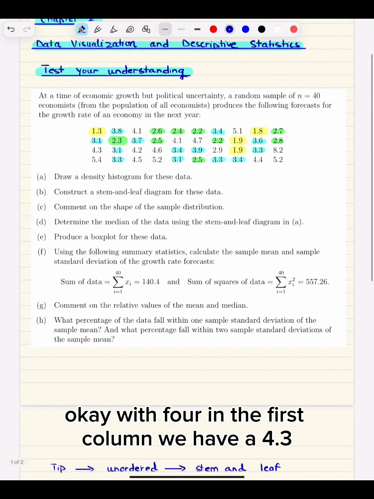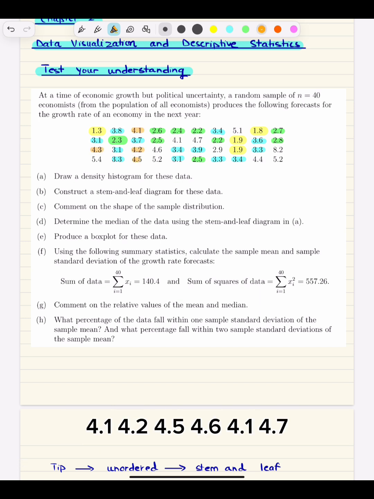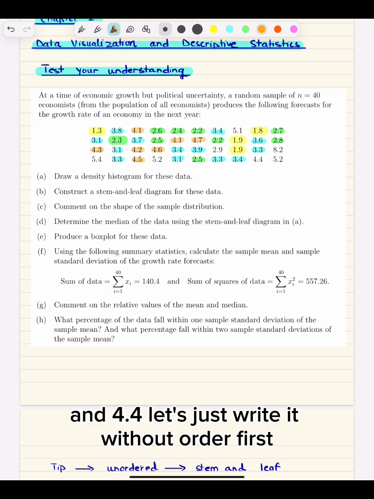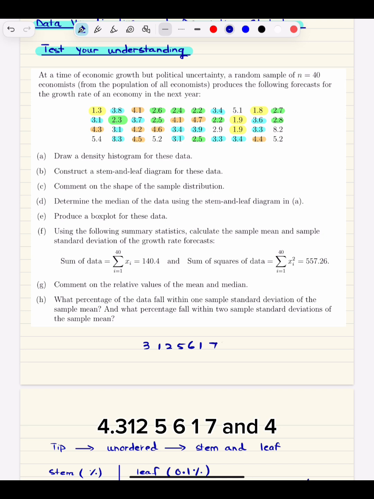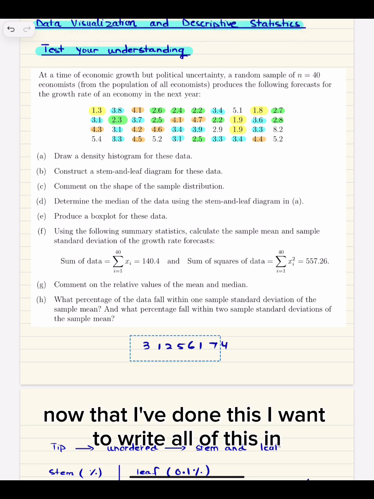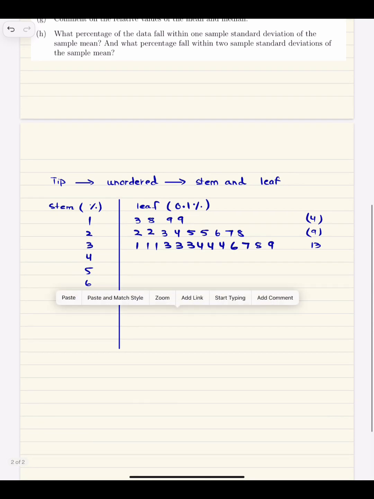Okay, what with 4, 5, 6, 7, 8? Okay, with 4 in the first column, we have a 4.3, 4.1, 4.2, 4.5, 4.6, 4.1, 4.7, and 4.4. Let's just write it without order first. 4.3, 1, 2, 5, 6, 1, 7, and 4. Now that I've done this, I want to write all of this in order.